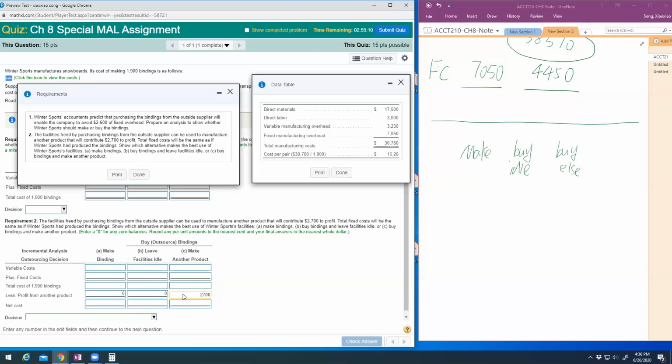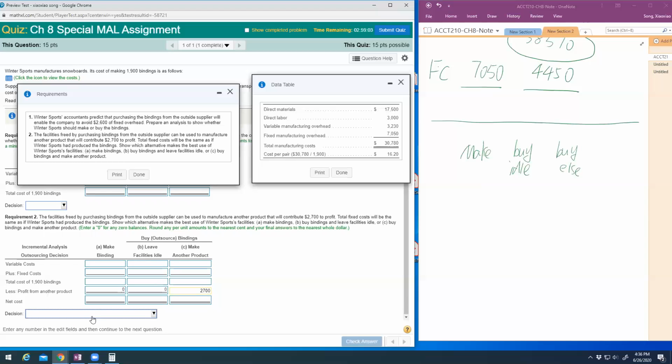from producing another product. And then you do all the numbers, you will get your decision on whether you should make it or buy it. If you buy it, you leave the facility idle, or you buy it but make another product. Okay, so I will post the solution to a very similar question, but with different numbers, and then you work on it yourself. Look at my solution, watch the video, read your textbook, email me or ask me if you have any question.